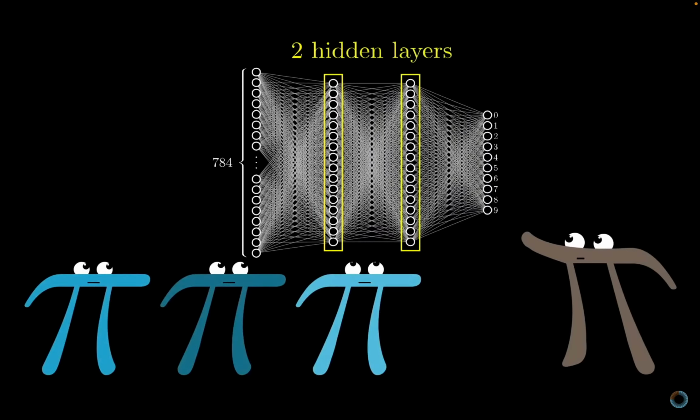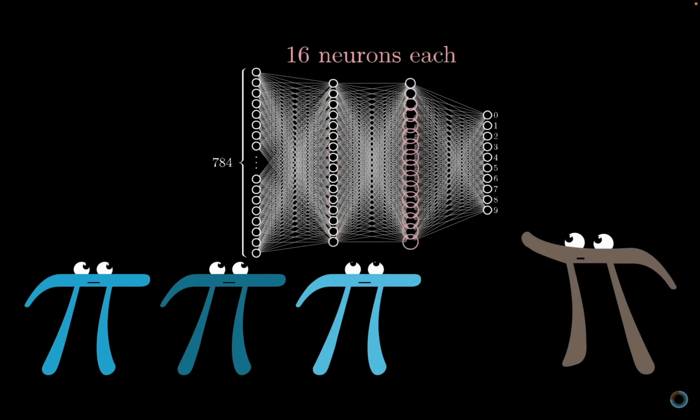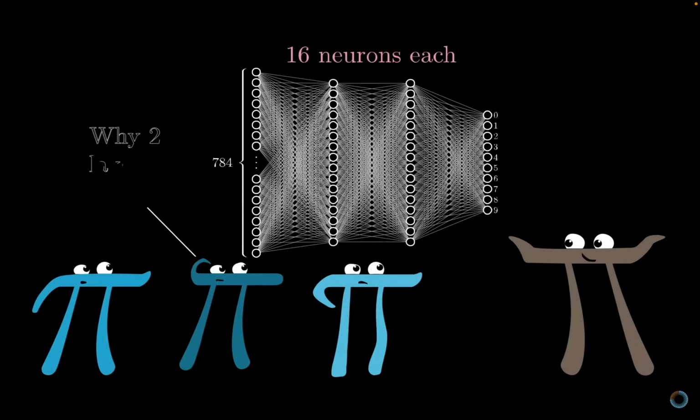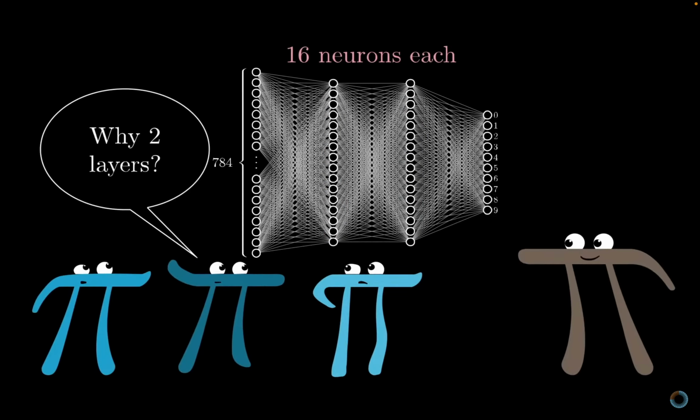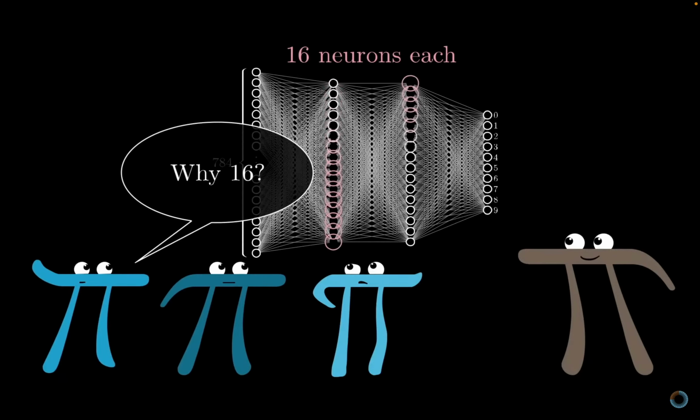In this network, I chose 2 hidden layers, each one with 16 neurons, and admittedly, that's kind of an arbitrary choice. To be honest, I chose 2 layers based on how I want to motivate the structure in just a moment, and 16, well, that was just a nice number to fit on the screen.